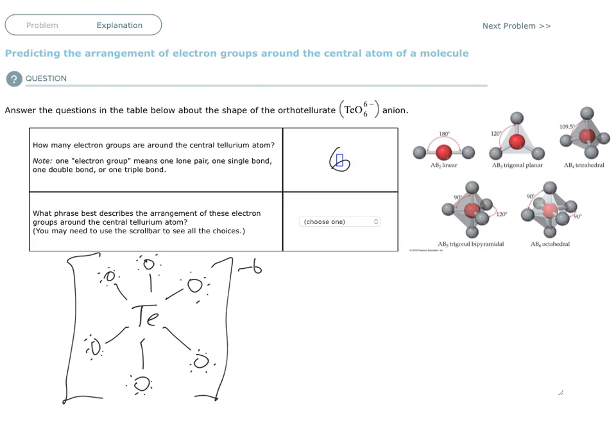And then you can scroll down. What is its shape? It's going to be octahedral. And that's its shape. Okay? Hope I'm helping you.